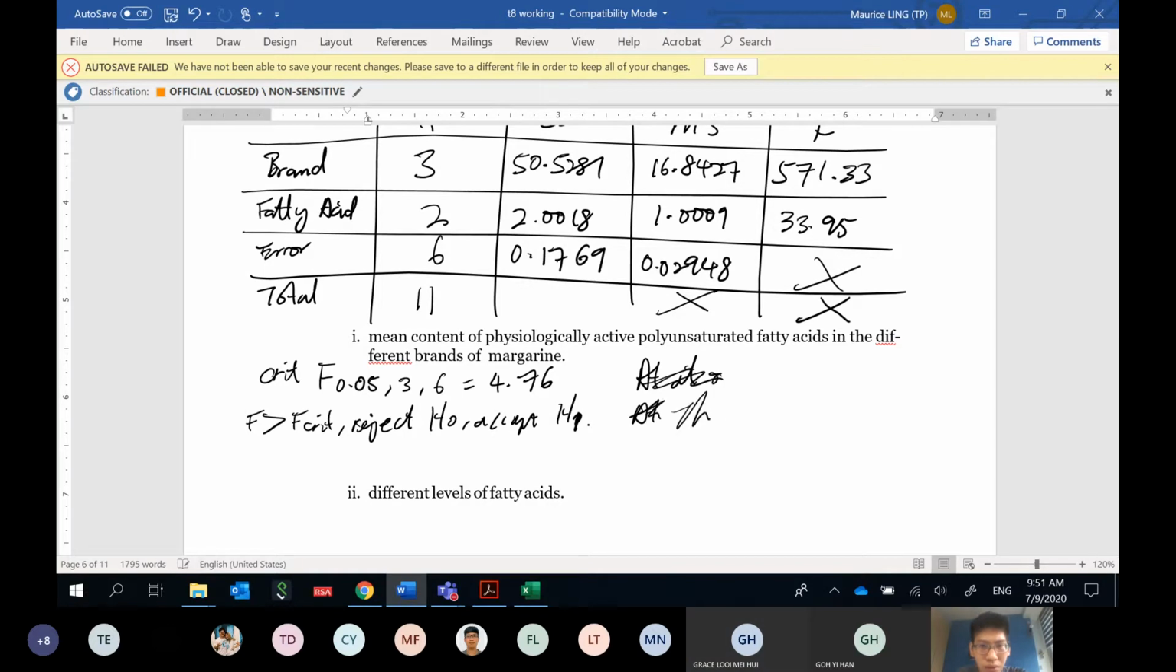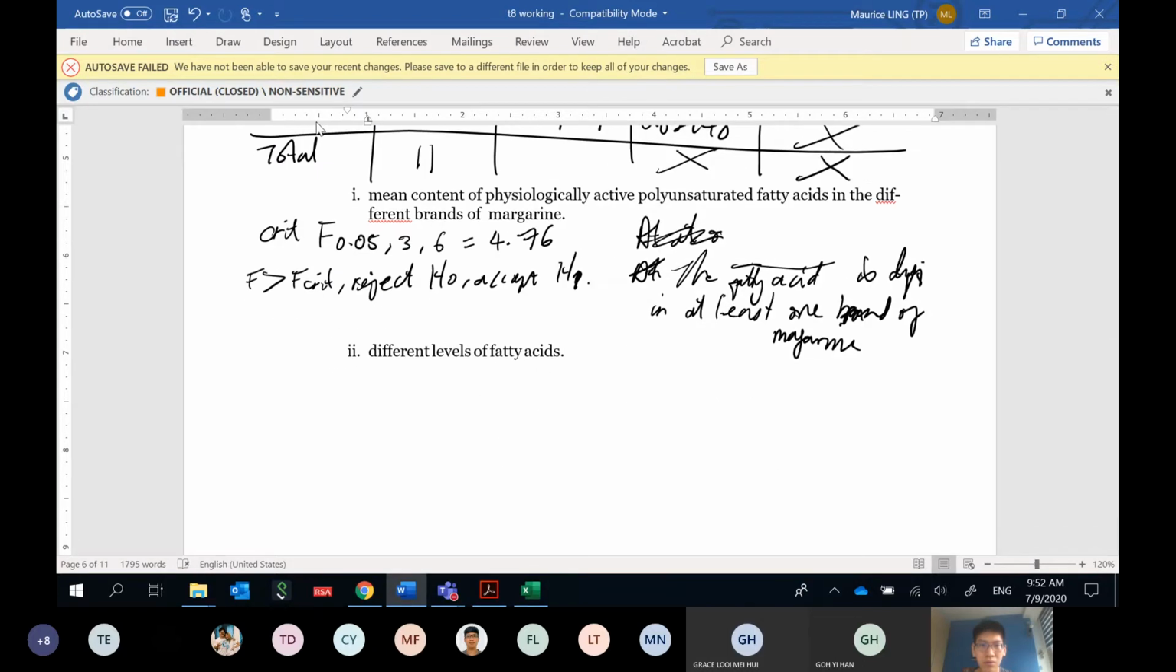Let's say the average of your fatty acid is different in at least one brand of margarine. So don't mess up your null and alternate hypothesis.